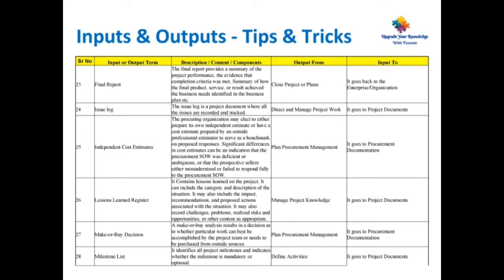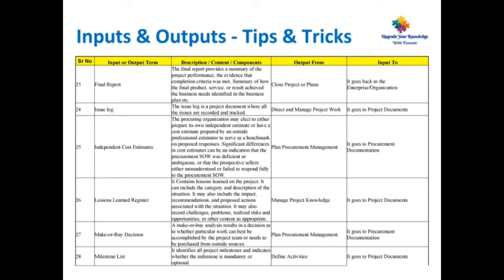Point number 26, lessons learned register. It contains lessons learned on the project. It can include the category and description of the situation. It may also include the impact, recommendations and proposed actions associated with the situation. It may also record challenges, problems, realized risks and opportunities and other content as appropriate. This is the output from manage project knowledge and it goes to various project documents.